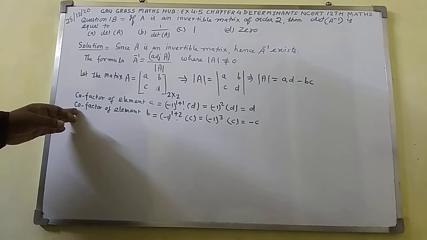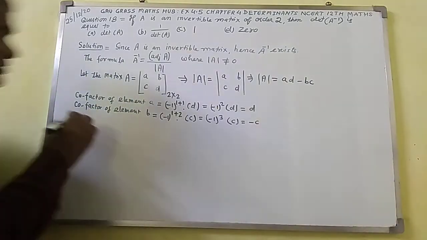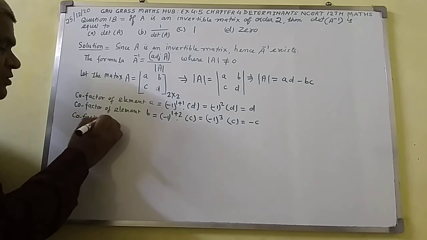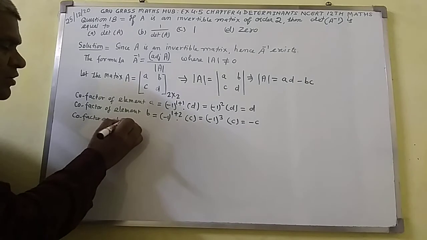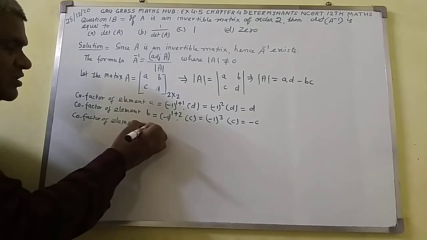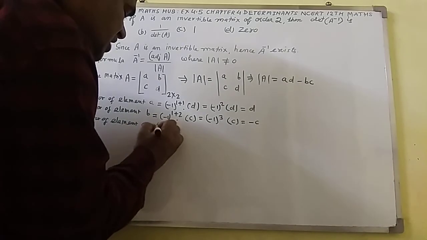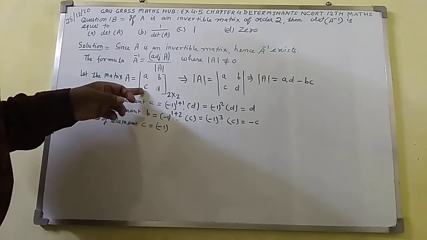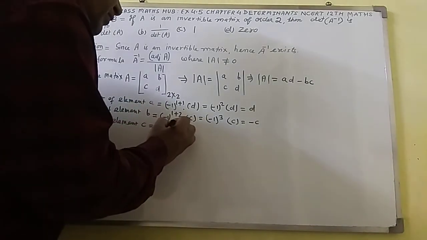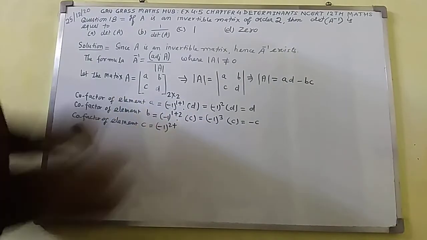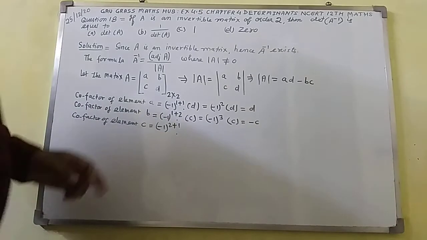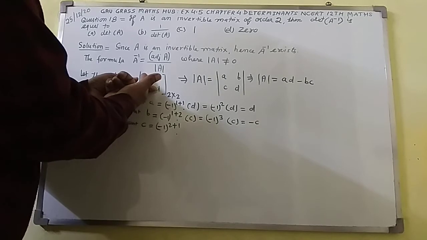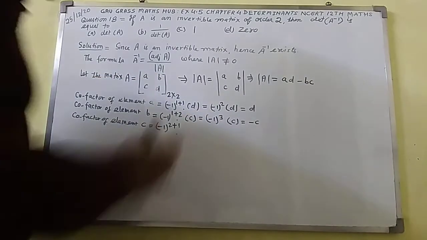And again I shall write cofactor of element C, equal to -1 raised to the power. C is in the second row, so for the second row I shall write 2 plus, and C is in the first column, so write 1. C is in the second row and first column, so the second row and first column will be hidden. You will get the minor of C as B. So here write B.